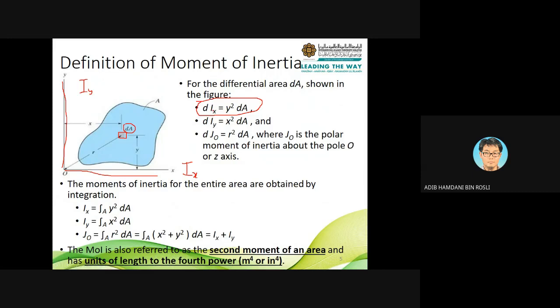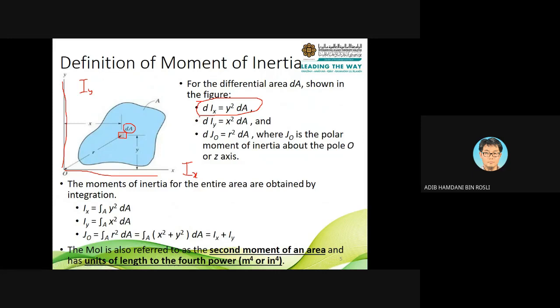If you take dA, the differential area, and take the moment of inertia of this differential area with respect to x, it will be given by dIx, the differential moment of inertia with respect to x, equals y squared dA. What is y? y is the perpendicular distance from the x-axis to this dA. And dA is the differential area itself, which means dx times dy.